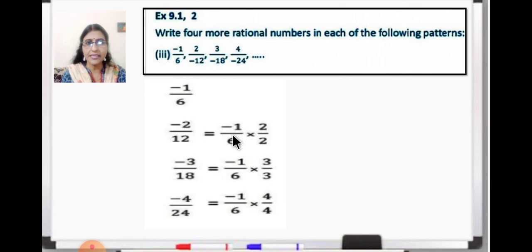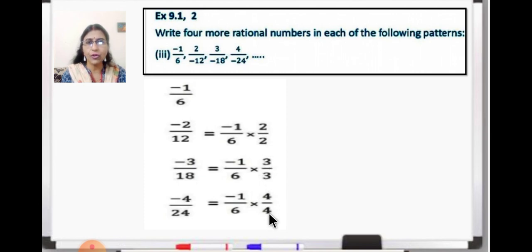So let us write in this way. As you know, 6 2s are 12. So first we'll write like this, minus 1 upon 6 into 2 upon 2. You can see here, when you multiply you will get this, minus 2, 6 2s are 12. Same way here you see here 18 is there. So 6 3s are 18. Same thing you will do with the numerator also. You have to multiply numerator also by 3. So minus 1 into 3, 6 into 3. Next one, minus 1 into 4 upon 6 into 4. So this way you have come to know the pattern.